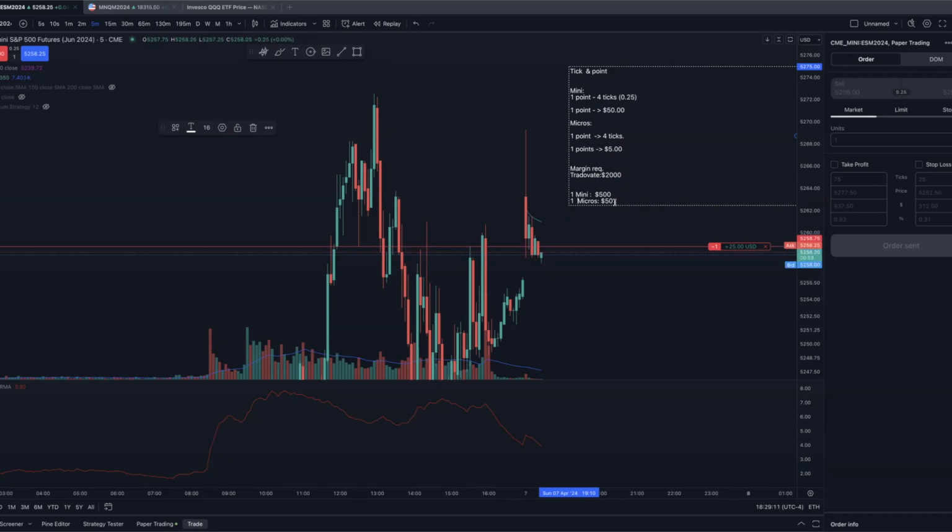So if you're trading with smaller accounts, that's one of the major reasons why I said sticking to the micros helps better than sticking to the minis, because you need to have $500 in buying power to open one contract. So let's say you open one mini contract with this $2,000 account.